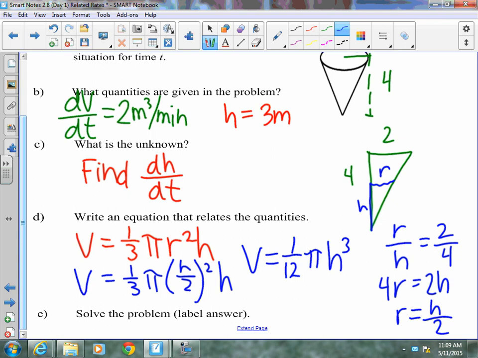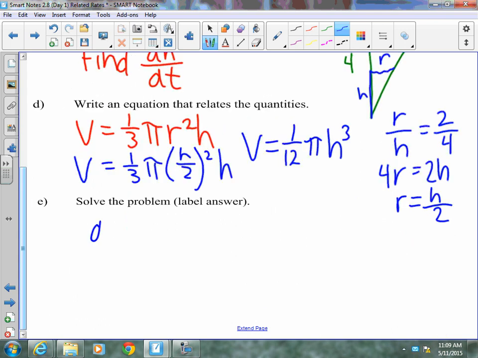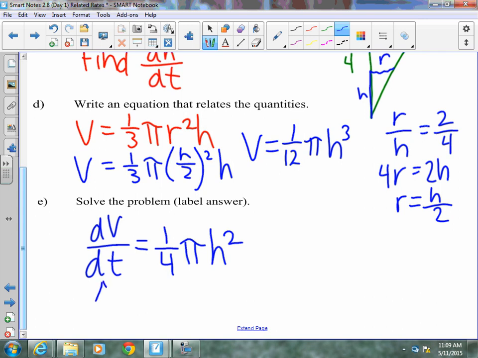From here, I no longer need the product rule. I can find dV/dt easily to get 1/4 pi h squared. Go ahead and plug in what you know. You know dV/dt. Oh, dh/dt, sorry about that, chain rule. And you know h. Plug in those values and solve for the dh/dt that we're trying to find, and we'll finish talking about this tomorrow.